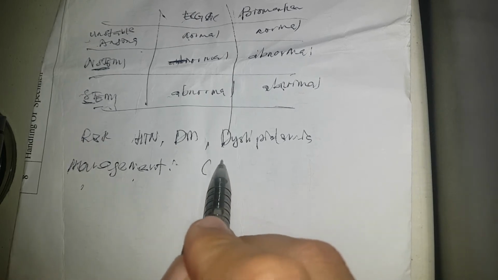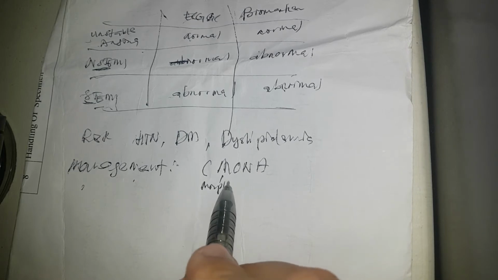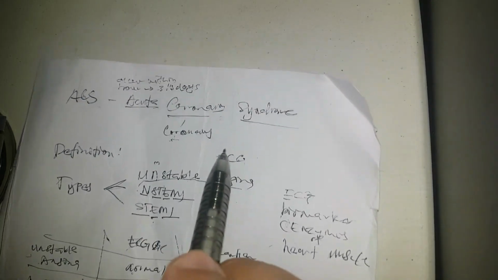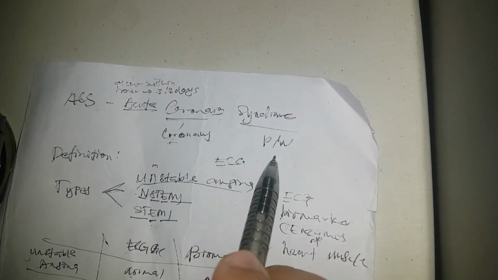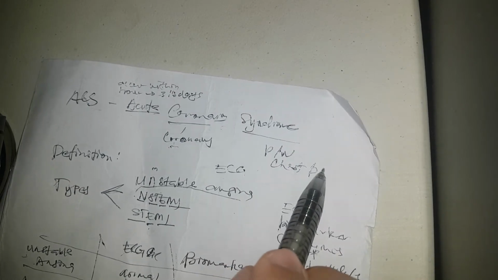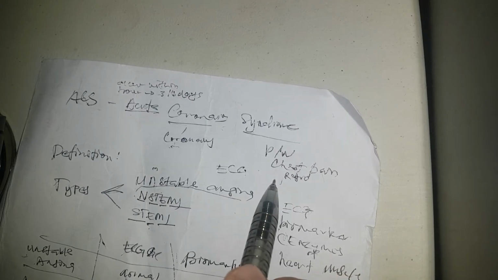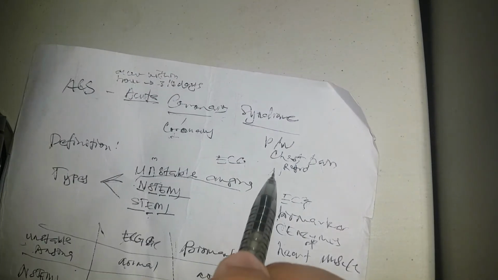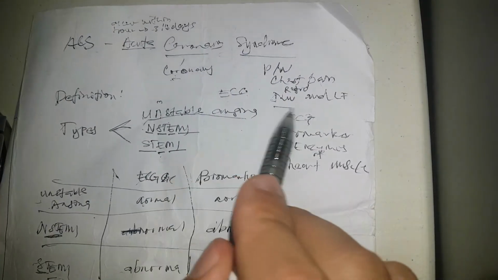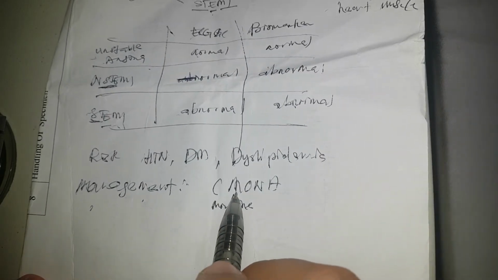Back then we used the mnemonic MONA. MONA means morphine, because usually patients present with chest pain, retrosternal, radiating to the jaw and left arm. This is a referred pain. And then we go to the management. M means morphine, we address the pain.